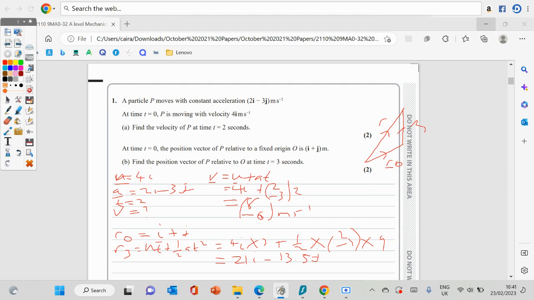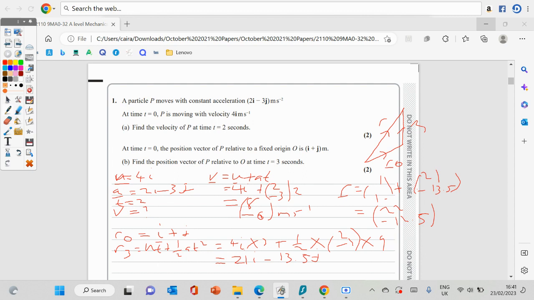We just want the position vector of r. So r, if you look at the vector, would be r0 plus r3, looking at my diagram. So r overall is just the vector (1, 1) plus the vector (21, minus 13.5), which is the vector (22, minus 12.5). And that will do you for question number 1.